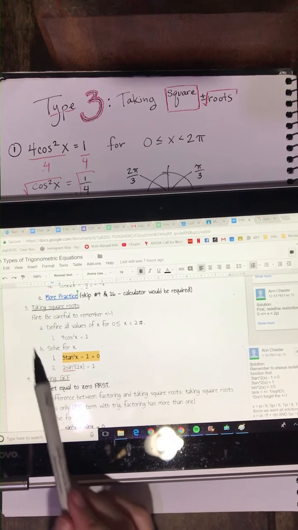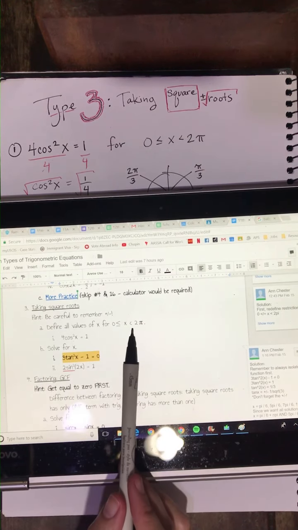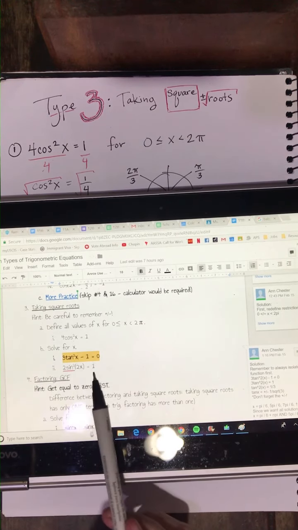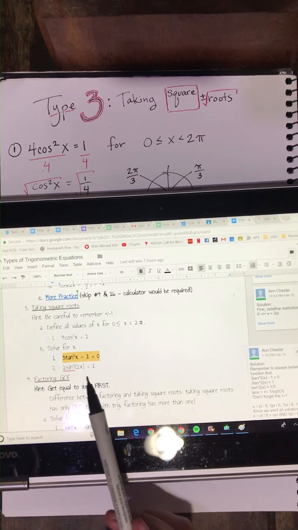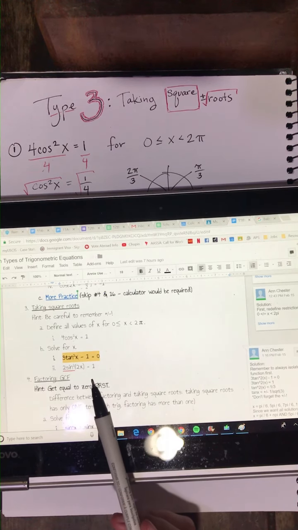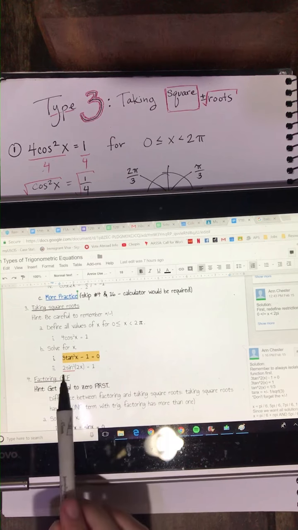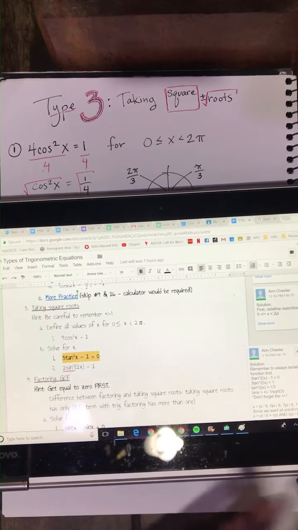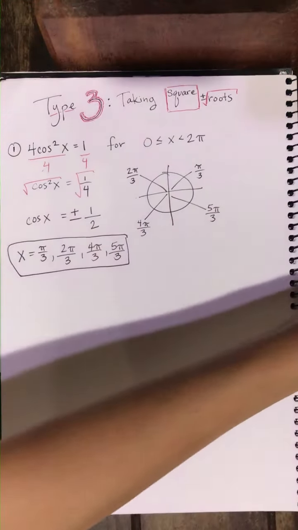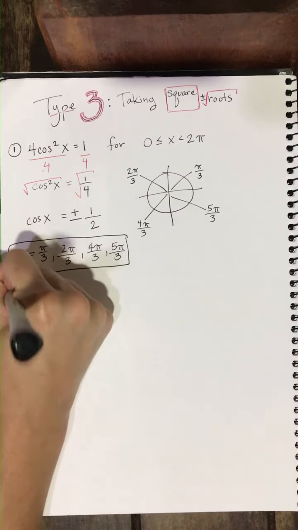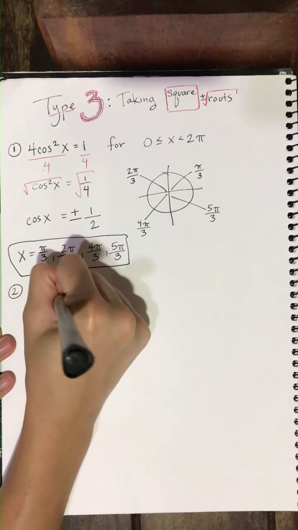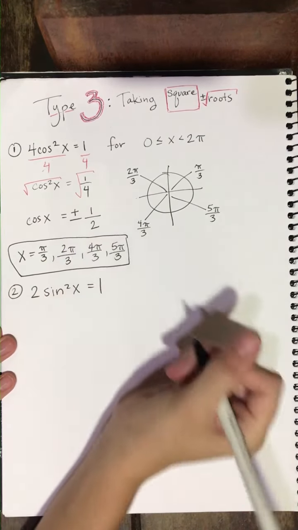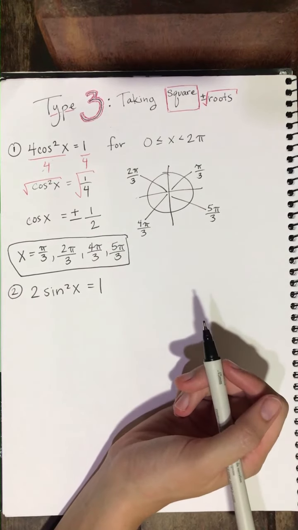Now the only difference between A and B is that A has got restrictions between 0 and 2 pi. B, there's no restrictions. So now you're going to have to add that 2 n pi or the n pi depending on your preference. All right. Now I'm going to work through number 2. 2 sine squared of 2x is equal to 1. So again, you should pause the video now and try it for yourself.